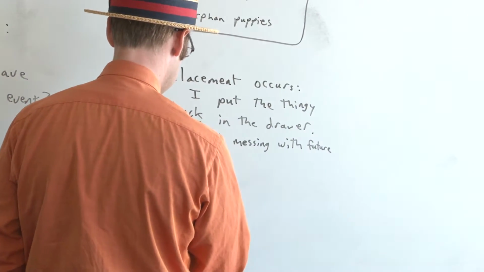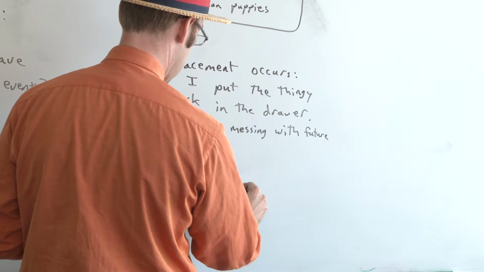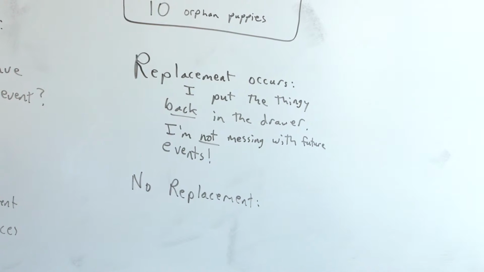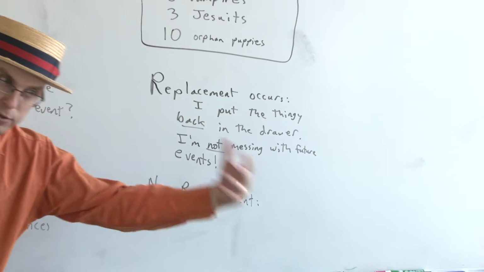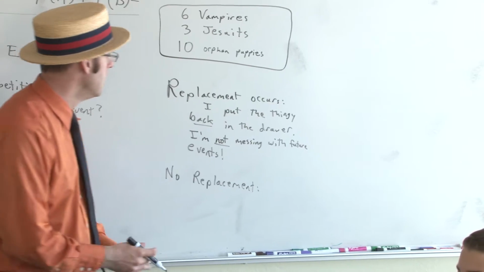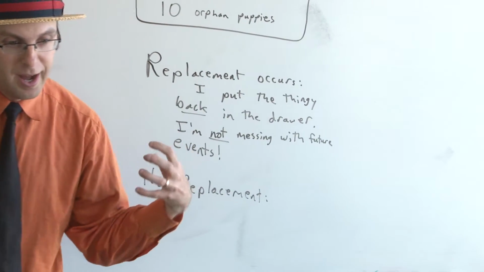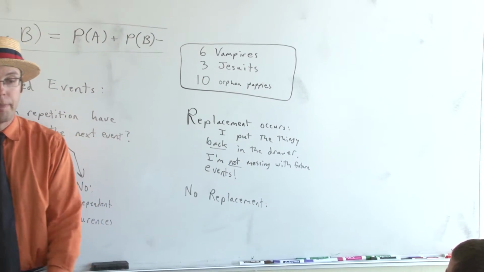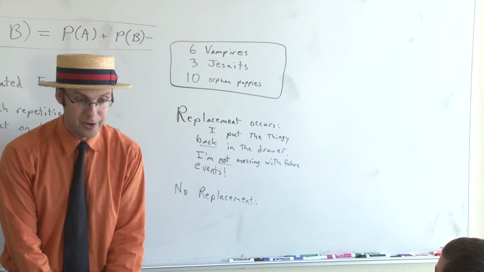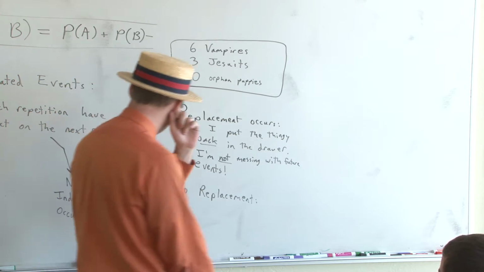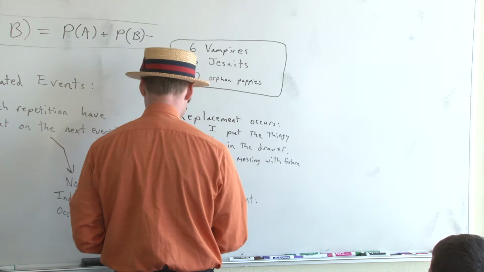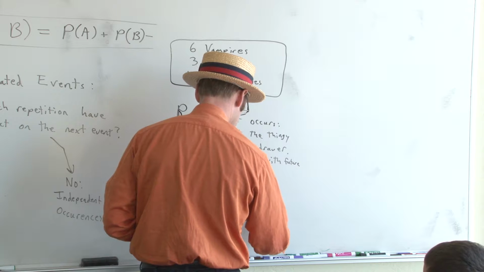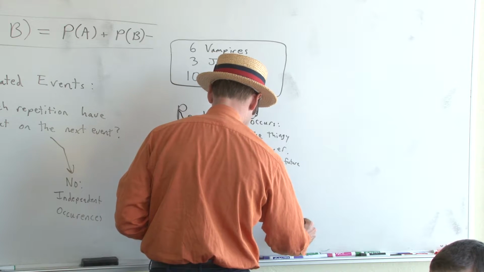But if there's no replacement, then I am messing with future events because I'm pulling things out of the possibility for the next time that I pull something out. If I pull out a Jesuit, I now only have 2 Jesuits in there, so my probability of getting a Jesuit again is much lower. So I do impact the future event.